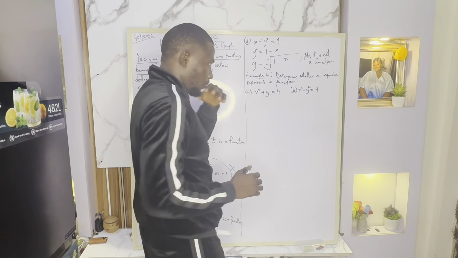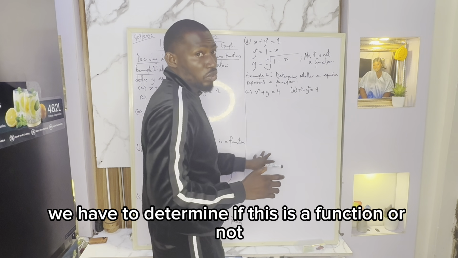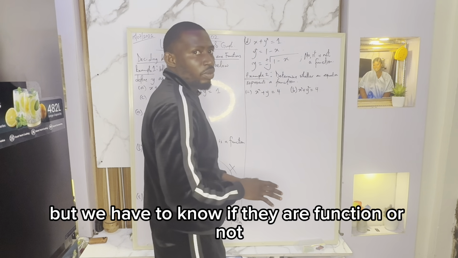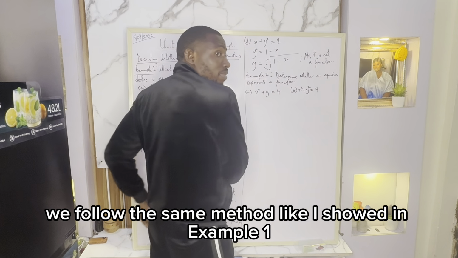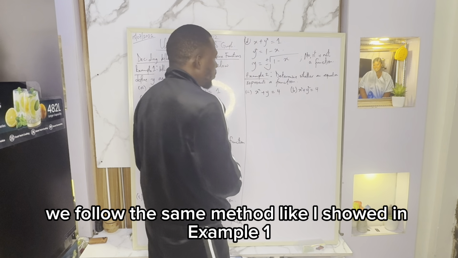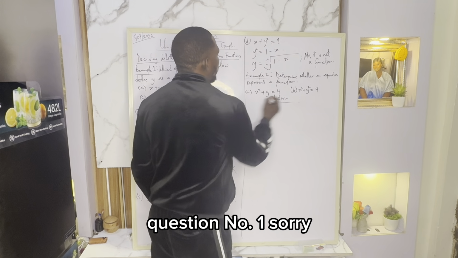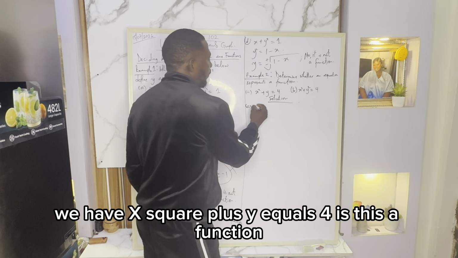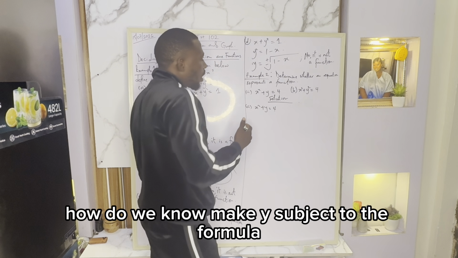Now, we have to determine if this is a function or not. They are all relations, but we have to know if they are functions or not. We follow the same method like I showed in example 1. Now let's go to the solution. Question A. We have x squared plus y equals 4. Is this a function? How do we know?